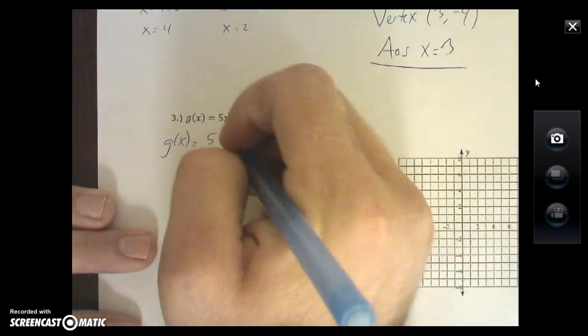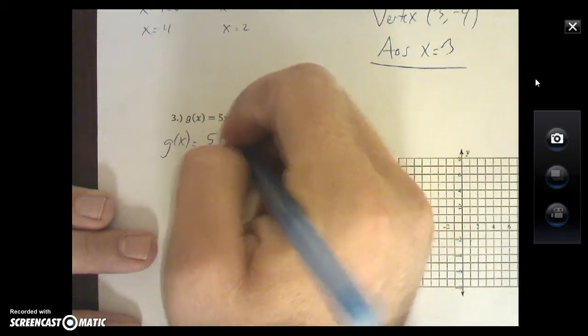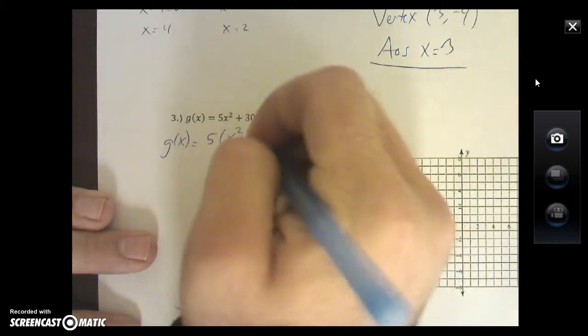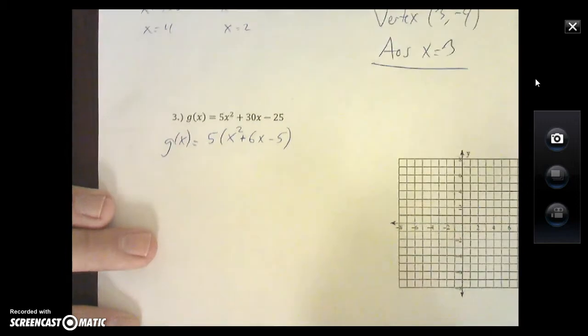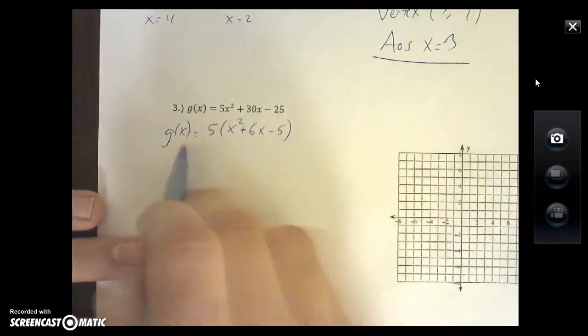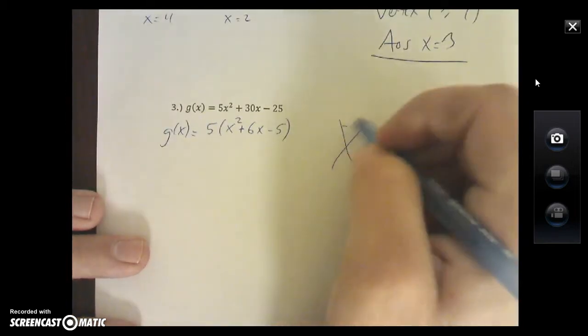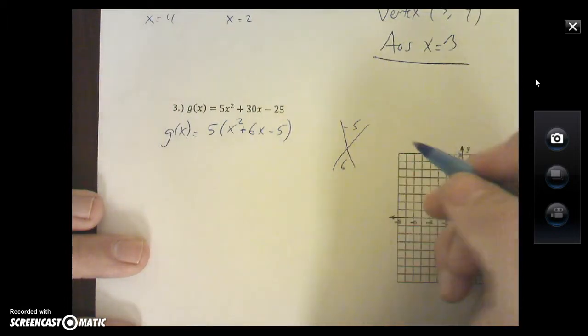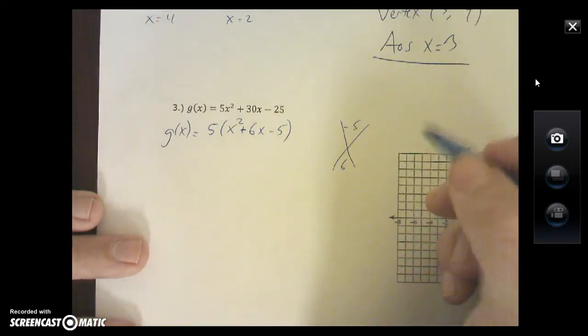Factor out of g, factor out a 5. Good. Okay. Now, I'm going to factor this. We got negative 5 up top, 6 down low. Okay. This is the problem.